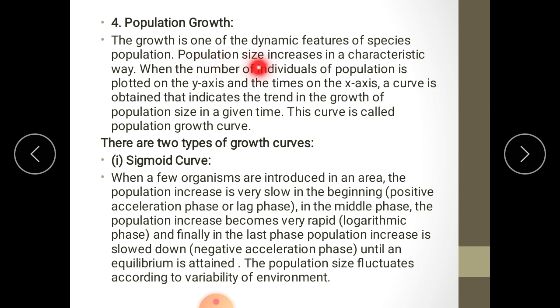Population size increases in a characteristic way. How? When the number of individuals of a population is plotted on the y-axis and the time on the x-axis, a curve is obtained that indicates the trend in the growth of population size in a given time. This curve is called the population growth curve.